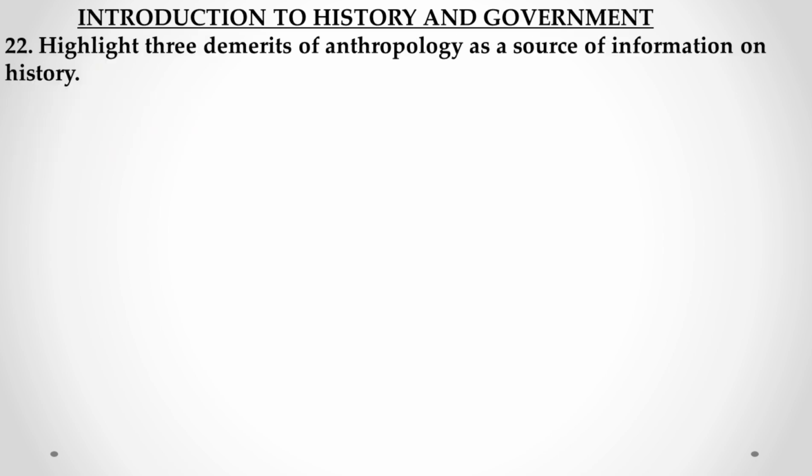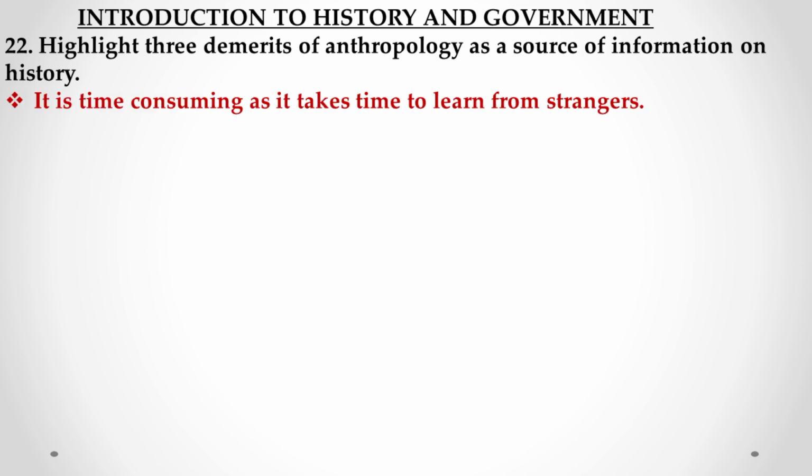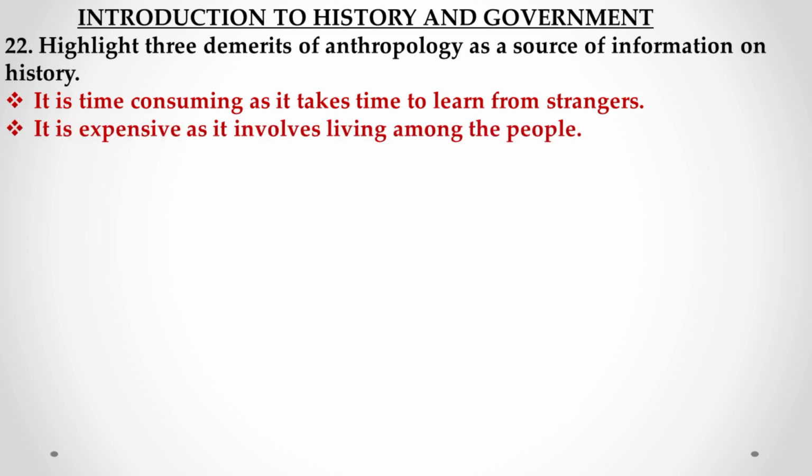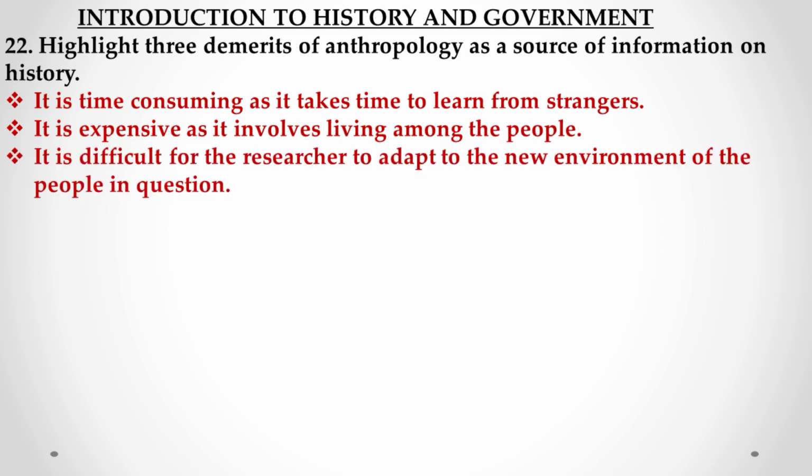Question 22. Highlight 3 demerits of anthropology as a source of information on history. 1. It is time consuming, as it takes time to learn from strangers. Another point, it is expensive, as it involves living among the people. Another point, it is difficult for the researcher to adapt to the new environment of the people in question.